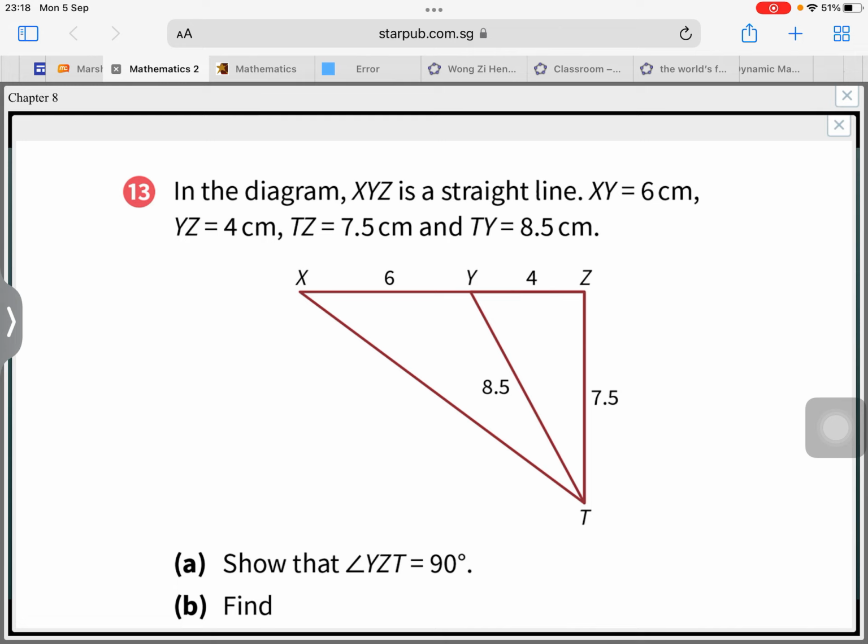Question 13 over here. Triangle, they say XYZ is a straight line. XY is 6, YZ is 4, TZ is 7.5, TY is 8.5. They ask you to show that angle YZT is 90 degrees. They already gave you the three sides, so same thing, you need to prove by the converse of Pythagoras theorem. You find YT square, then you find YZ square plus TZ square, and see whether the two of them are equal. If they are equal, by the converse of Pythagoras theorem, you know that this is a right angle.